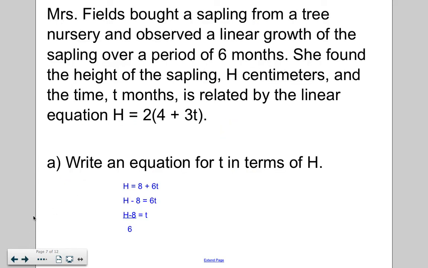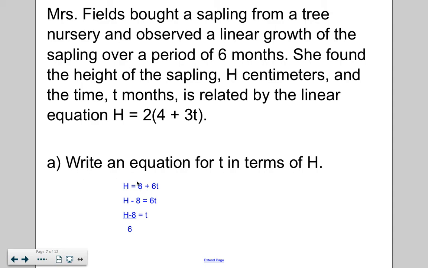All right, over here, Mrs. Fields bought a sapling from a tree nursery and observed a linear growth of the sapling over a period of 6 months. Linear growth means that if I connected every dot of the new height and the time, it would make a line on a graph. She found the height of the sapling, h centimeters, and the time, t months, is related by the linear equation h equals 2 times (4 plus 3t).